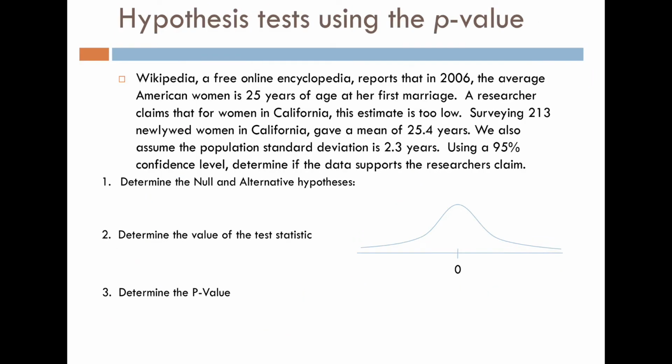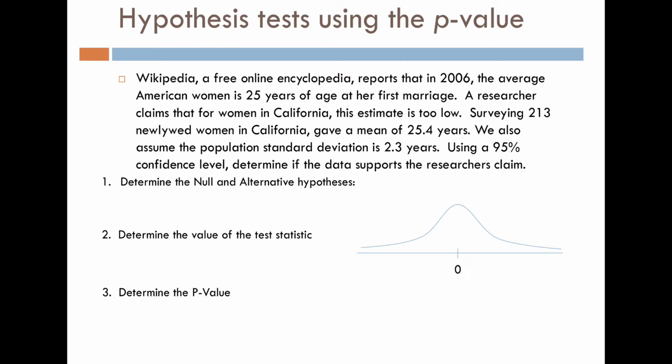Let's take a look at another example. Wikipedia, an online free encyclopedia, reports that in 2006, the average American woman is 25 years of age at her first marriage. A researcher claims that for women in California, this estimate is too low. Surveying 213 newlywed women in California gave a mean of 25.4 years. We also assume the population standard deviation is 2.3 years. Using a 95% confidence level, determine if the data supports the researcher's claim.